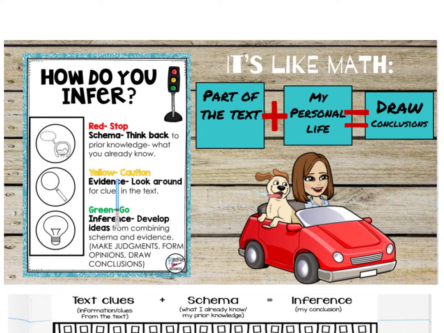This I'm going to think about like I think about yellow on a stoplight. My evidence is when we look around for clues in the text. And then lastly, green. Our inferences are developed from adding what we already know, our schema, and the evidence from the text to create that inference. This is called something new. So it's kind of like math. We can start by adding part of the text plus our personal experience, and that helps us to draw conclusions or make inferences.